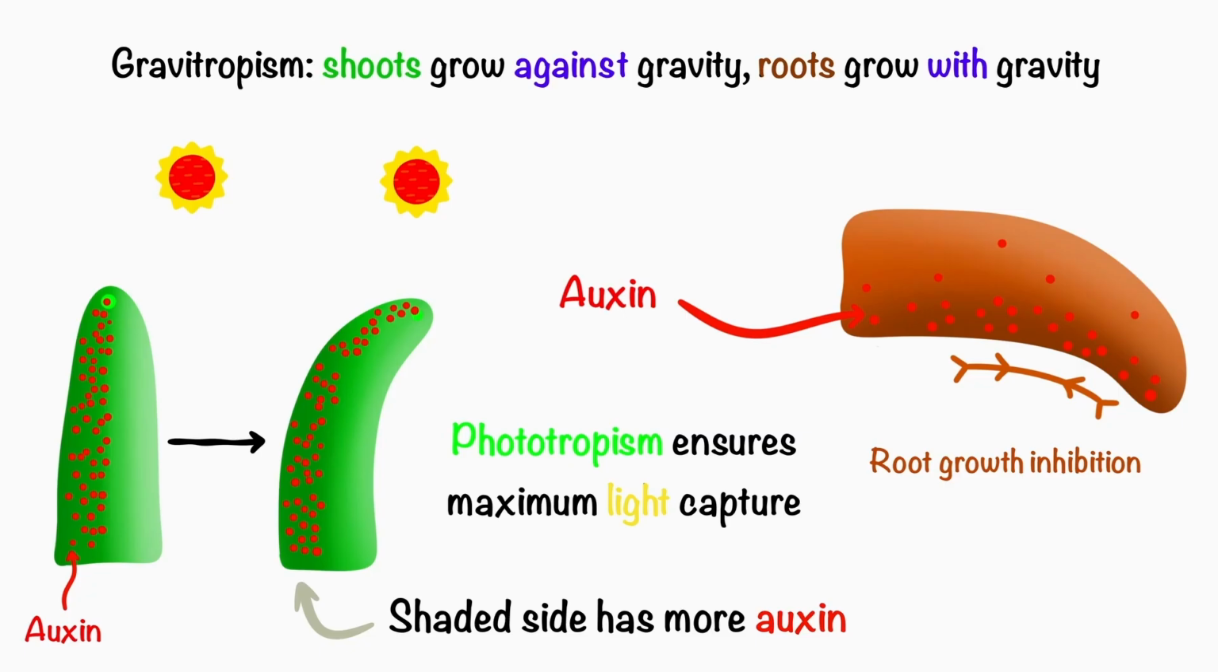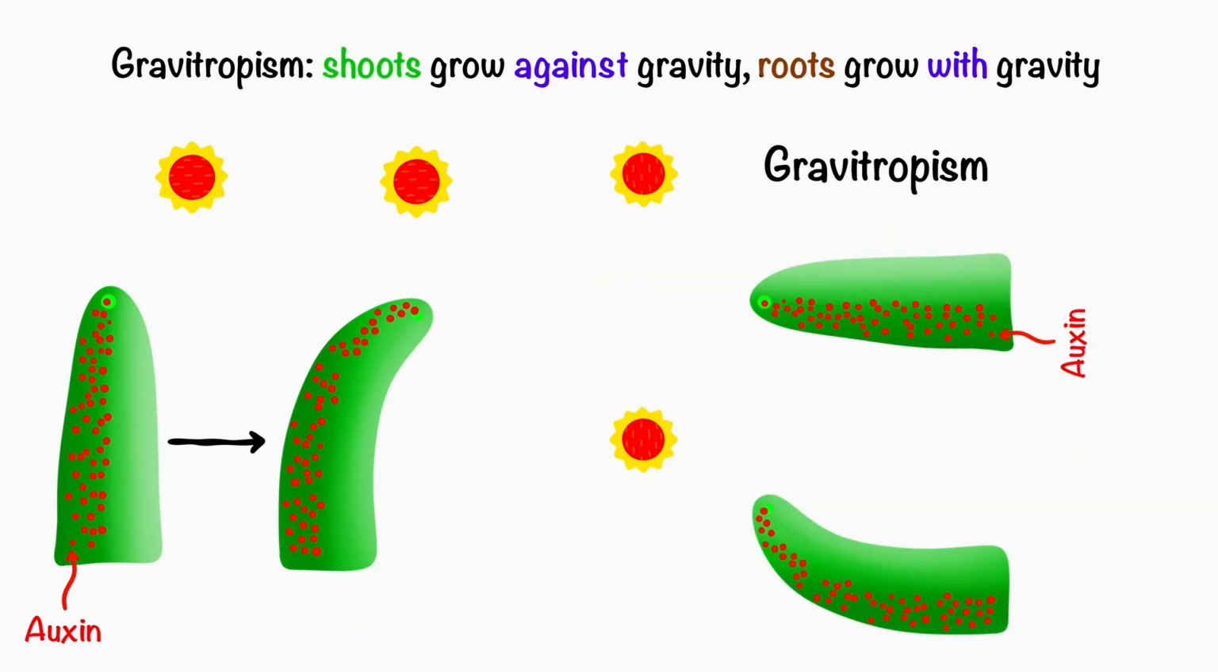Plants also respond to gravity, a process called gravitropism. This helps roots grow downward into the soil and shoots grow upward. When a shoot is growing sideways, gravity produces an unequal distribution of auxin in the tip, with more auxin on the lower side. This causes the lower side to grow faster, bending the shoot upwards.